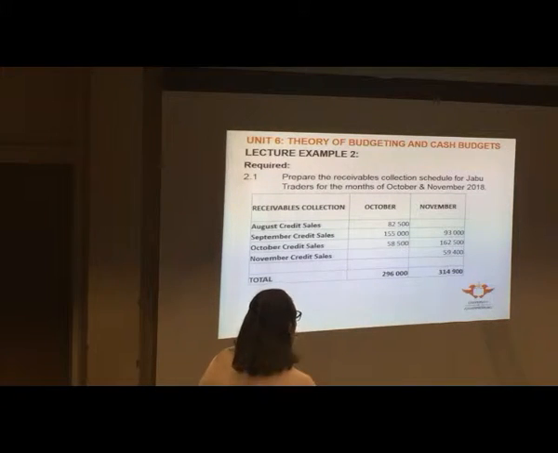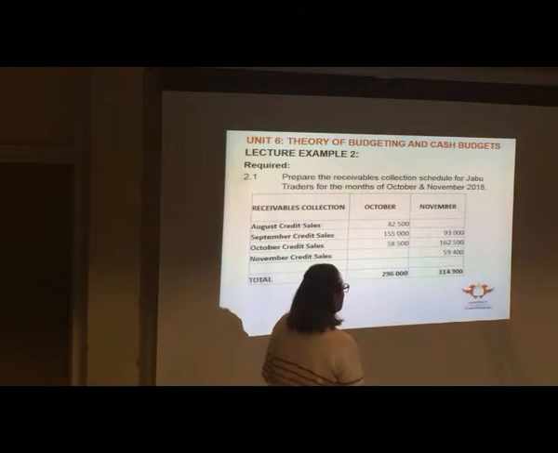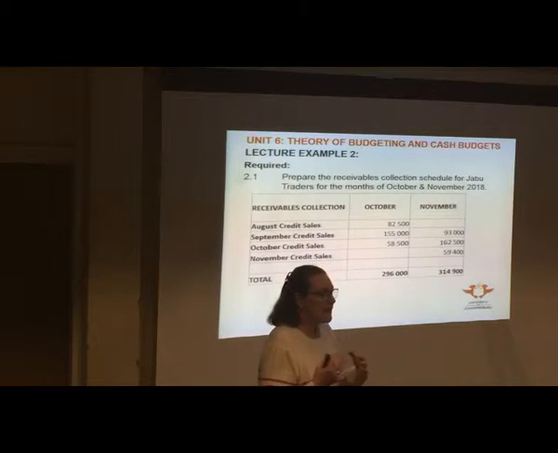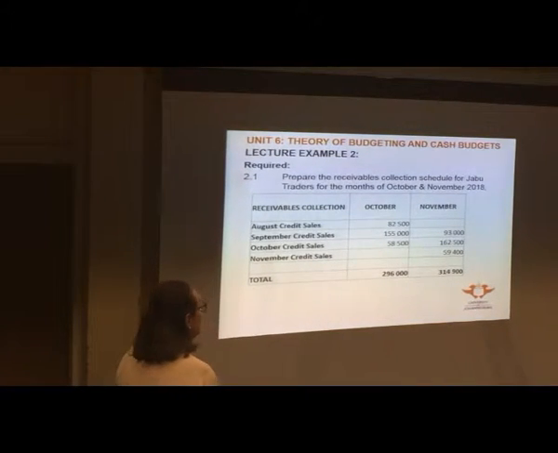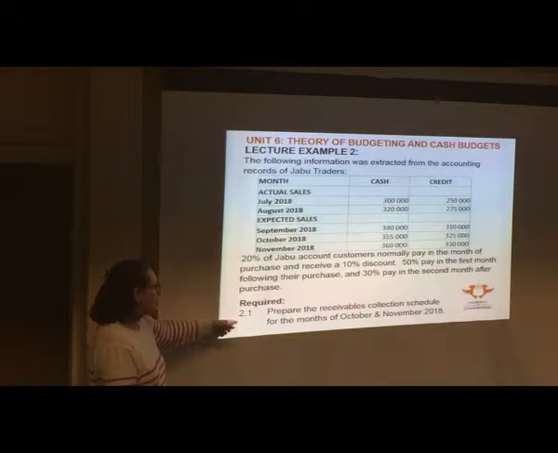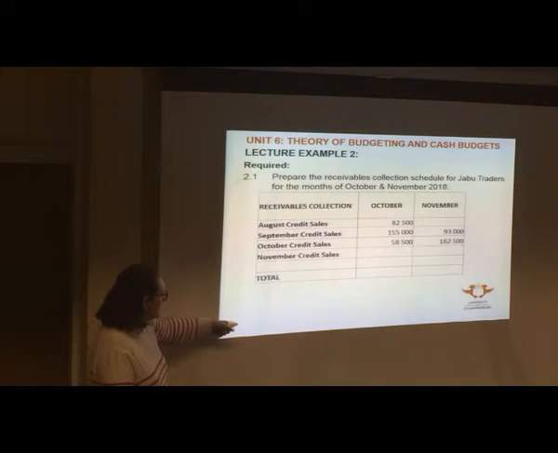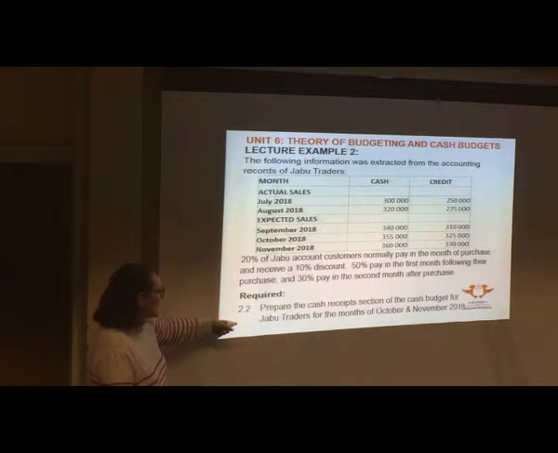Okay? And then here in November, 314,900 is the cash you're going to get in from your credit customers in November. The first one asks you, 2.1, for the receivables collection schedule. That is only to do with your customers, your trade receivables, okay? Question 2.2 is asking you for your cash receipts section. That's the whole cash receipt section.